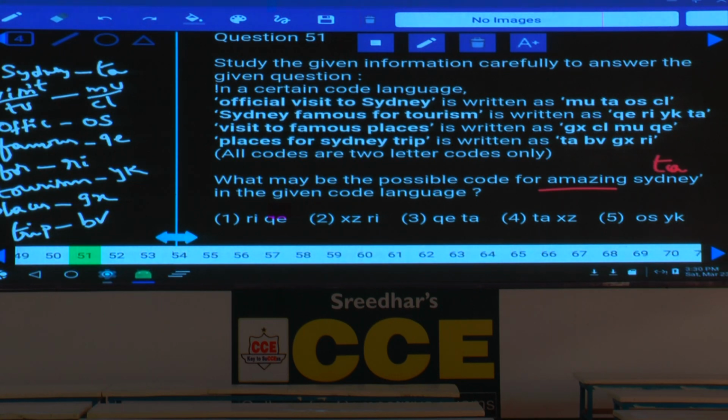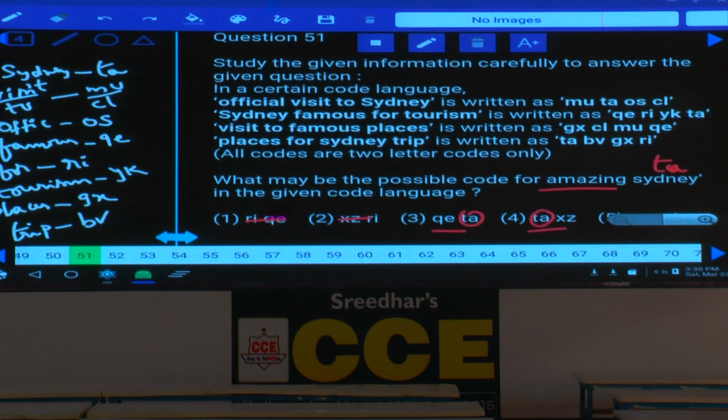Then TA. Now choice 1 cannot be your answer, 2 cannot be your answer. Then what can be your answer? TA is there in choice 3 and it is there in choice 4 as well. Hence either 3 or 4 can be your answer. Out of which TA is the code to the word Sydney, isn't it? Now in choice 3, QE. Tell me whether QE can be the code to the word amazing or not?